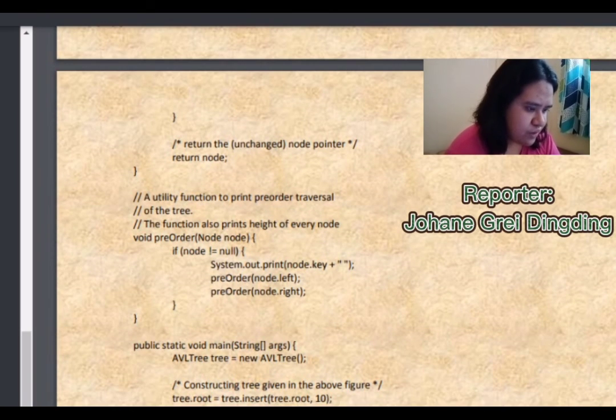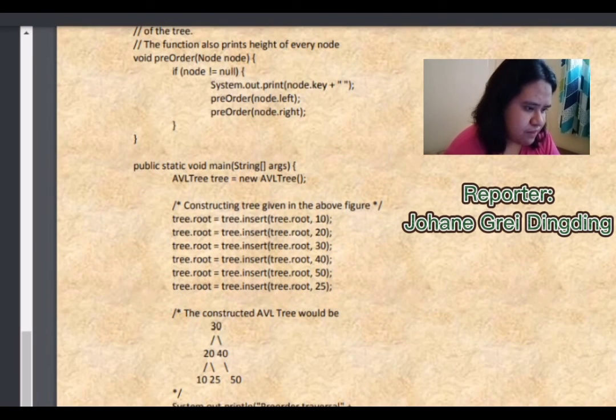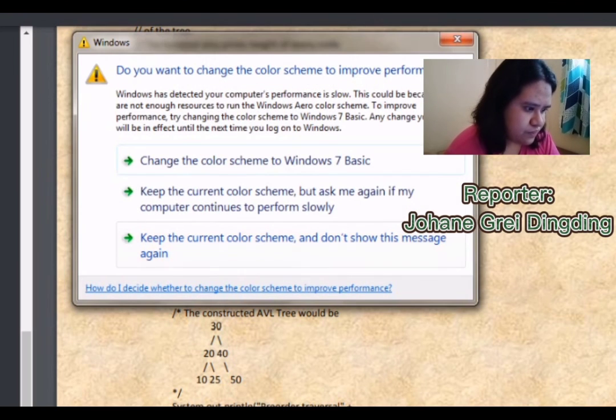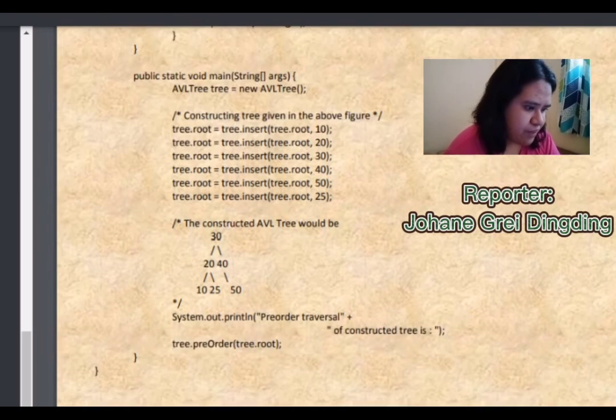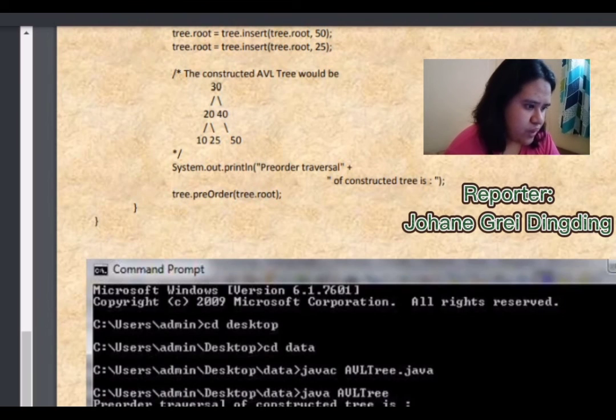Next we're going to put the utility function to print pre-order traversals of the tree. So this is a pre-order. The function also prints the height of every node here. Next is the main method that prints the tree given in the above figure. This is supposed to be an illustration of the constructed AVL tree. If we run this program, this is the output: 30, 20, 10, we start with the left, and then 25, next is 40, and 50.